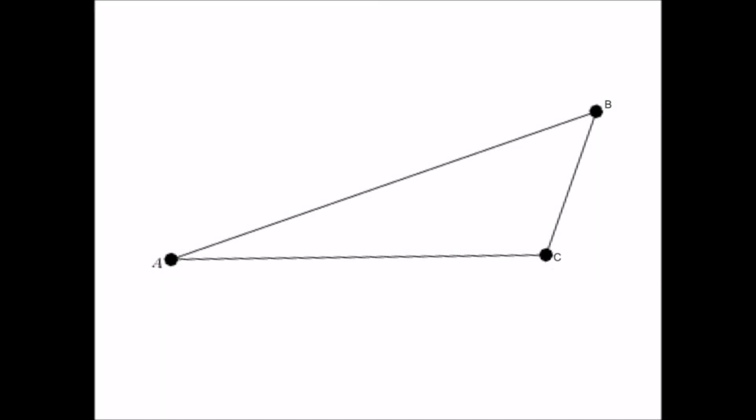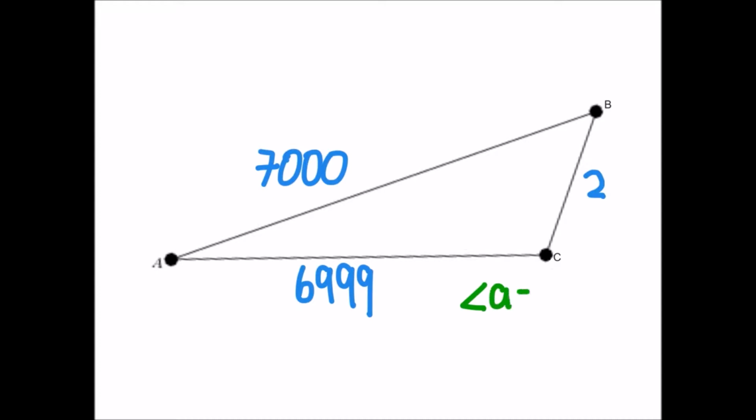Today we're going to be teaching you how to solve a triangle by using the law of sines and cosines. But before we start, let's actually make our triangle. We're going to make side CB equal to 2, AB equal to 6,999, and side AC equal to 7,000. Since we already know all three side lengths, this leaves us to have to solve for angle A, angle B, and angle C.